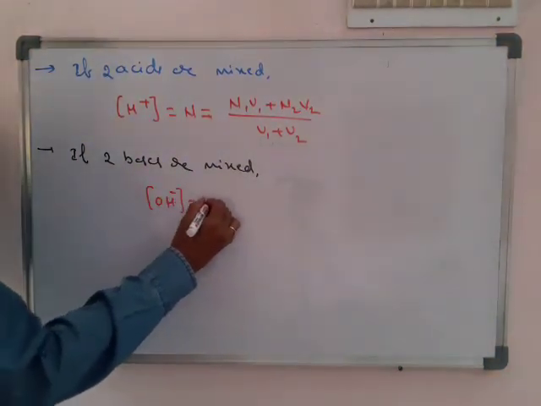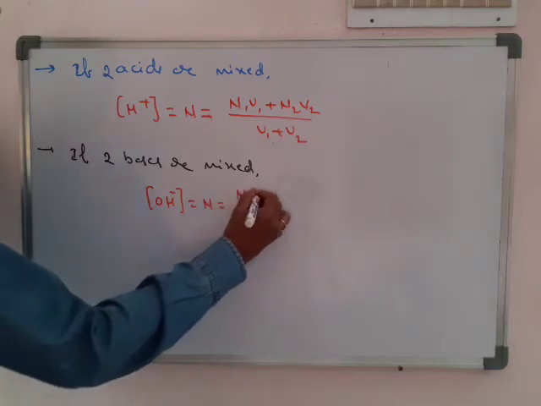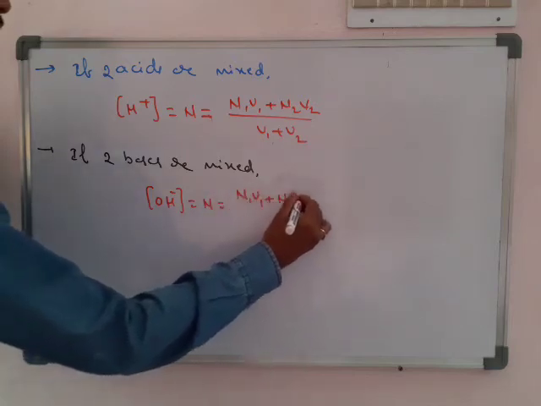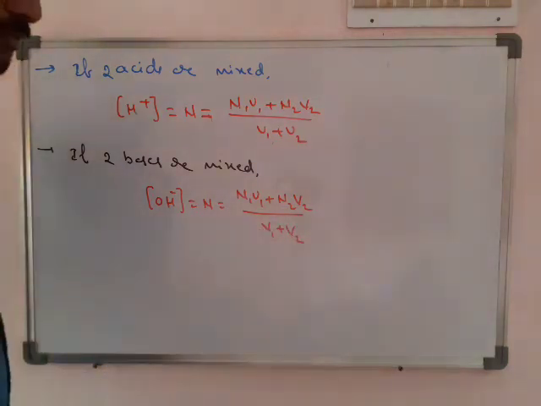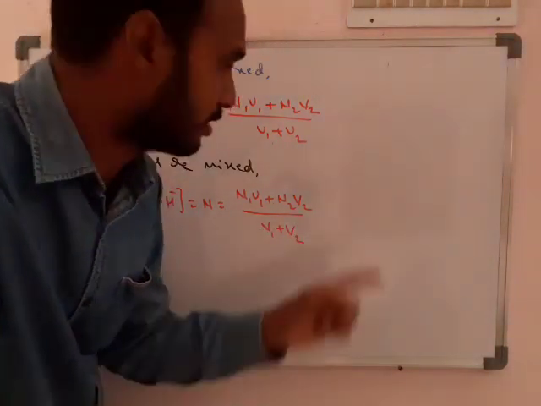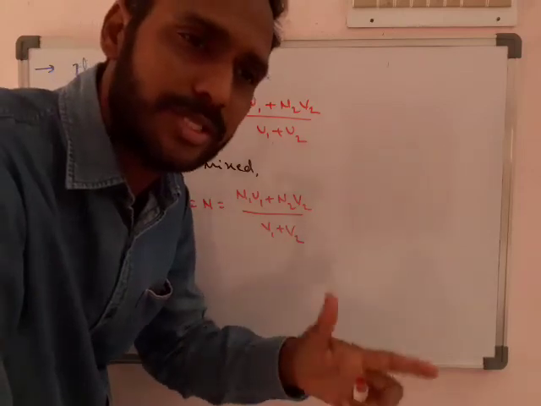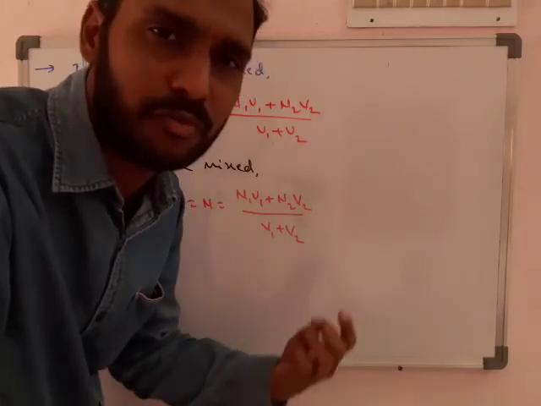OH minus we have to calculate in terms of normality. Again (N1V1 + N2V2) / (V1 + V2). If three are mixed, we can write N3V3. If four are given, we can write N4V4, like that.